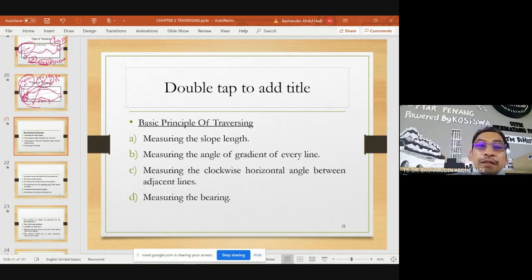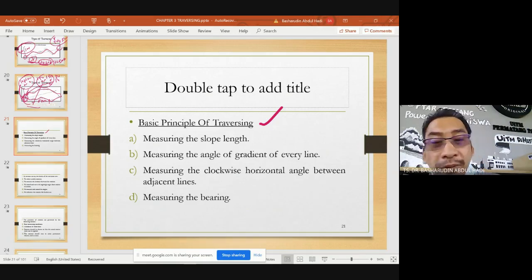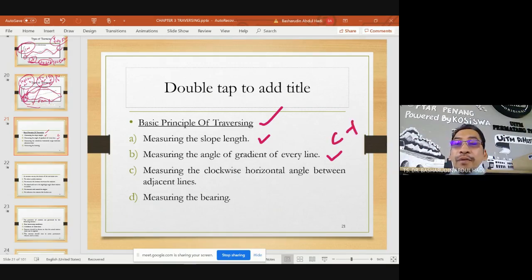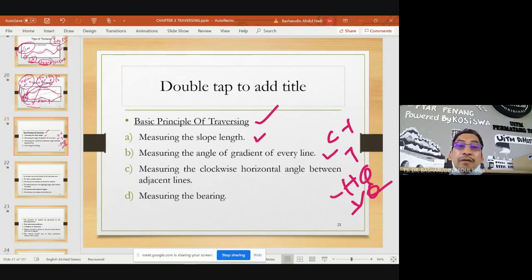Okay, so the basic principle of traversing. When you're doing a survey in traversing, you must keep A, B, C, D in mind. Number one, measuring the slope length. Number two, measuring the angle of gradient of every line. That means you must measure based on compass or total station the horizontal angle, or if they need vertical angle, you can measure.